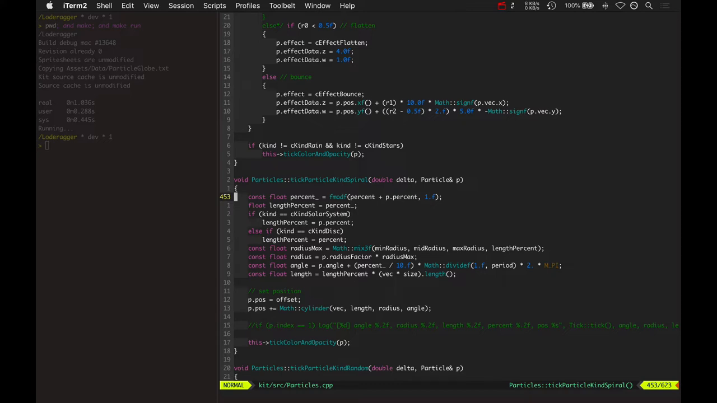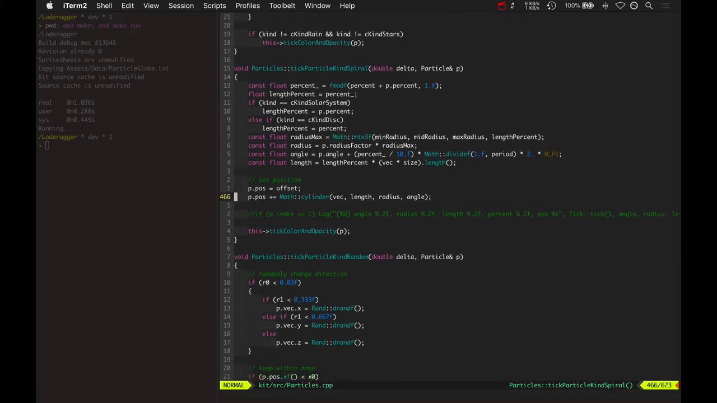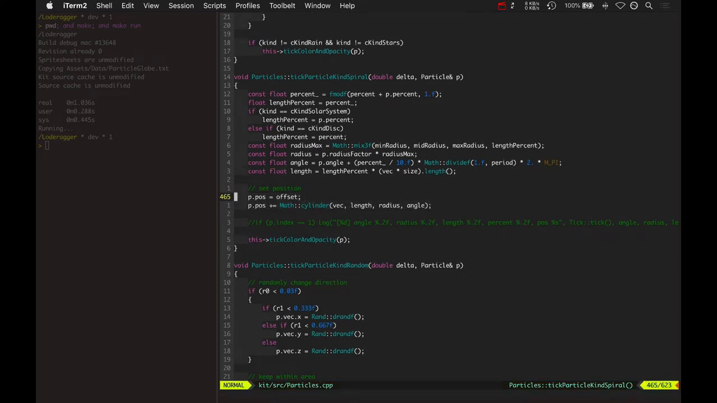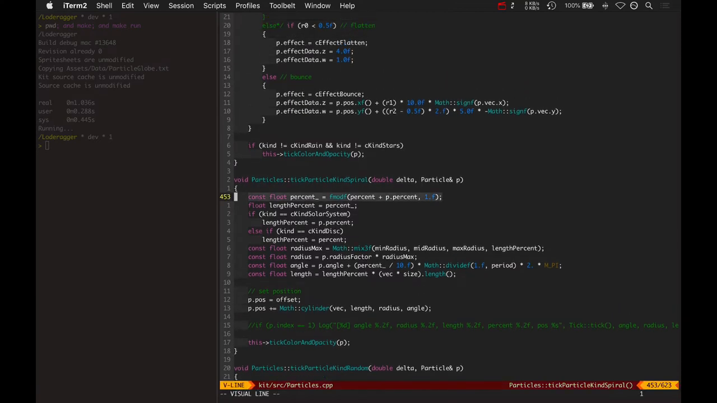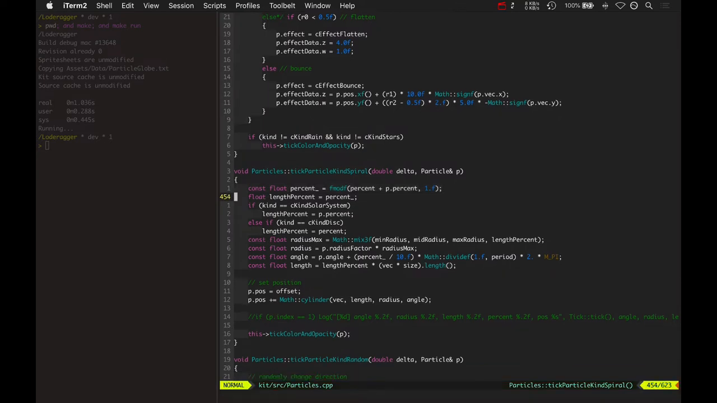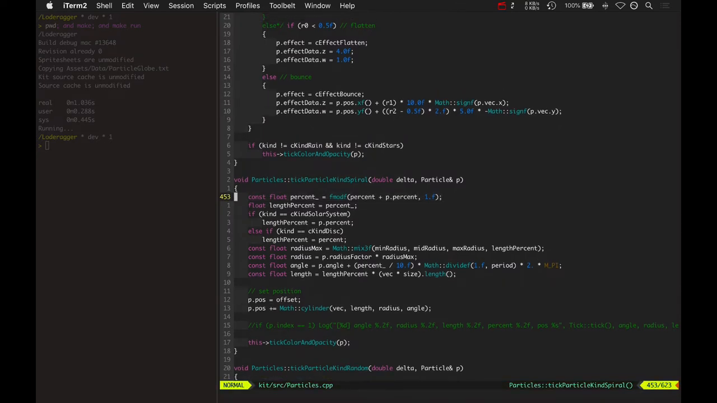This is way simpler. All it does is just update the position of the particle based on the percentage. So let's actually look at what all this entails. The percentage is just 0 to 1.0. And that's right here. It's adding in the system's overall percentage with also the offset percentage of this particular particle.